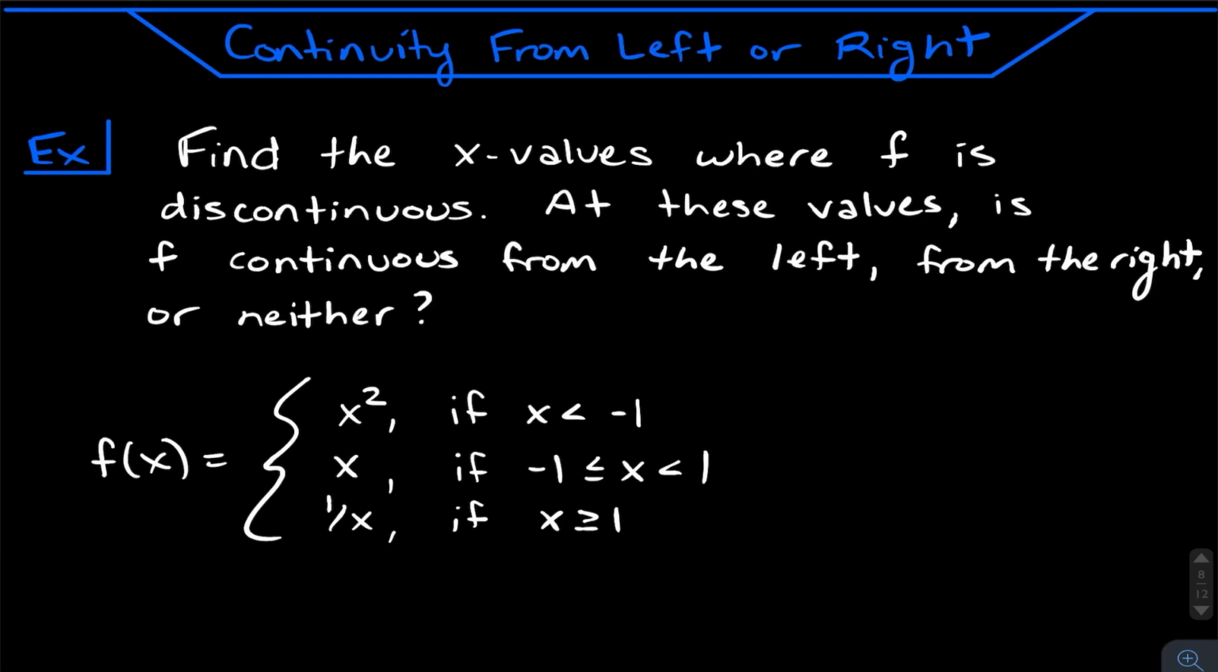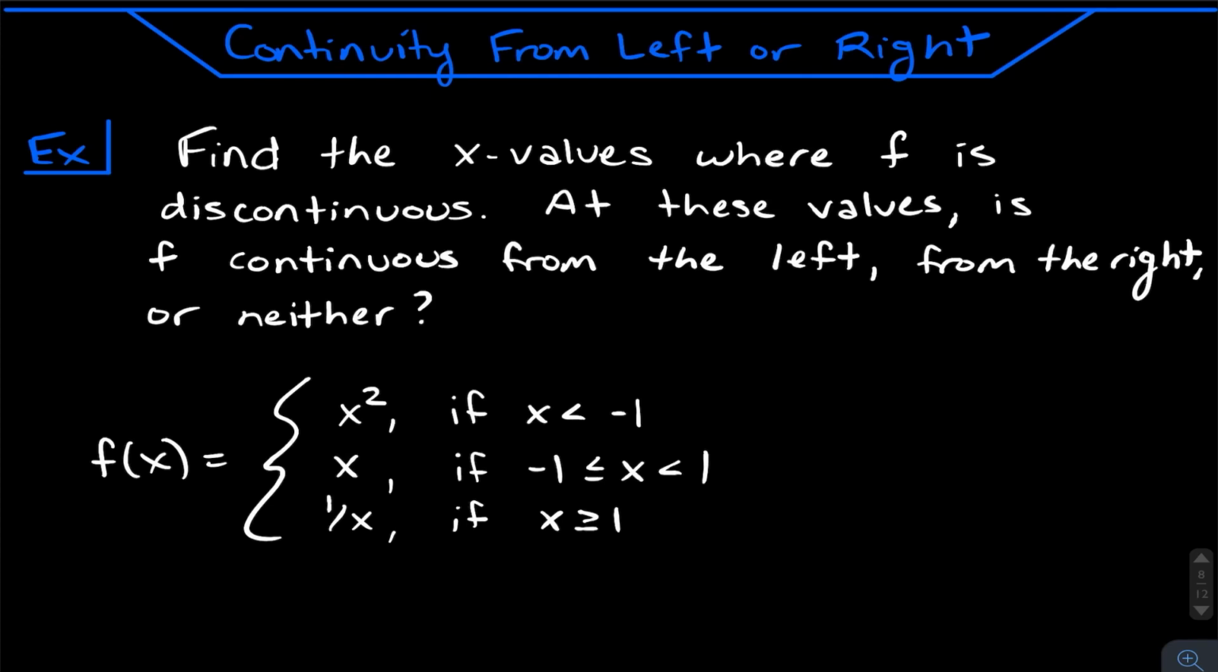So moving on to continuity from the left or right. Now this is something that can actually trip up quite a few people. It ends up being more like a one-sided limit, and that's pretty much what it is. But I'm going to show you what the continuity from left and right is using an example. The example is going to be pretty much the same thing as what we just did. Find the x values where f is discontinuous. At these values, is f continuous from the left, from the right, or neither?